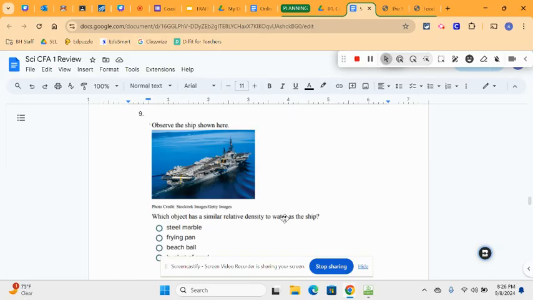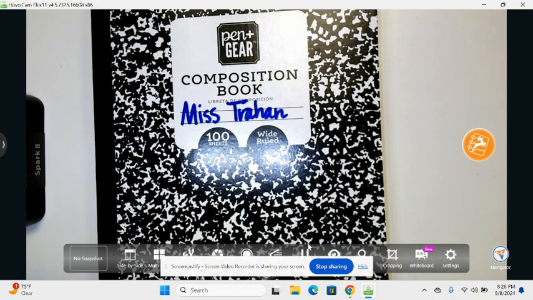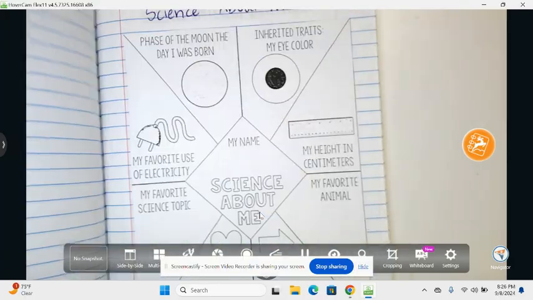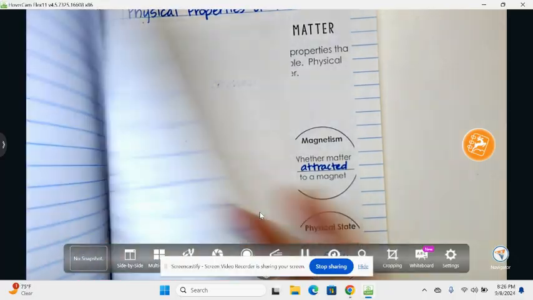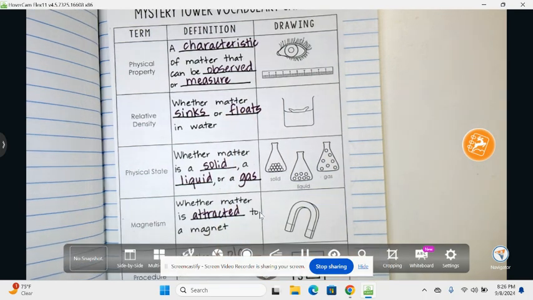Okay, number 9. Number 9 says, observe the ship shown here. And so they show you a ship that they took a picture of out in the water. It says, which object has a similar relative density to water as the ship? Well, again, if we've forgotten relative density, if we come back here and find, let's see, on this page, talked about relative density, whether matter sinks or floats in water.